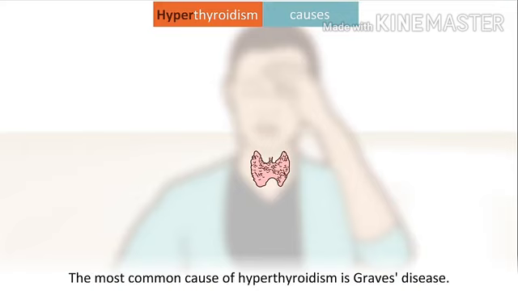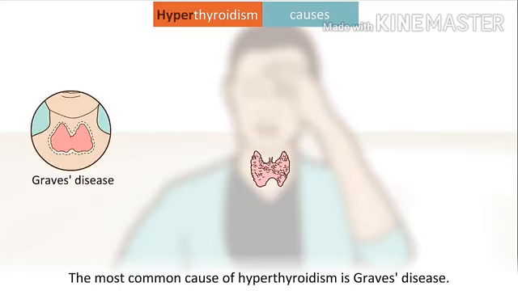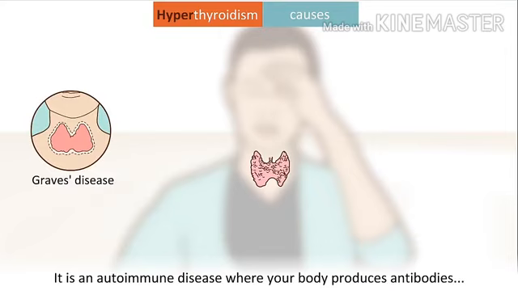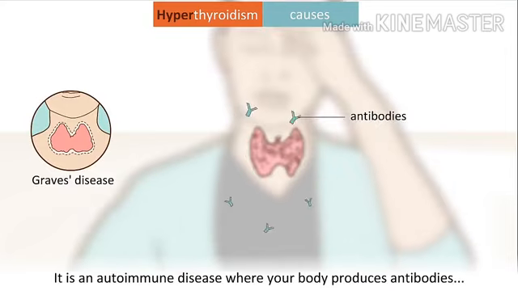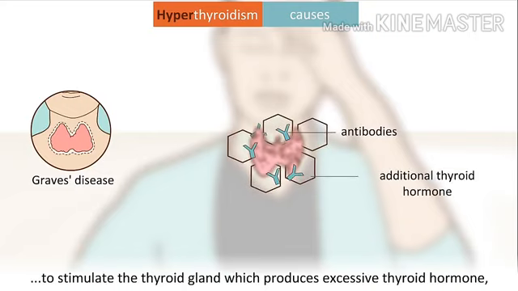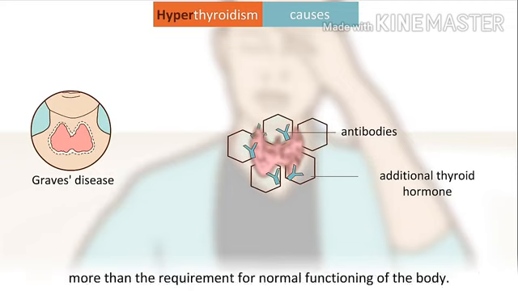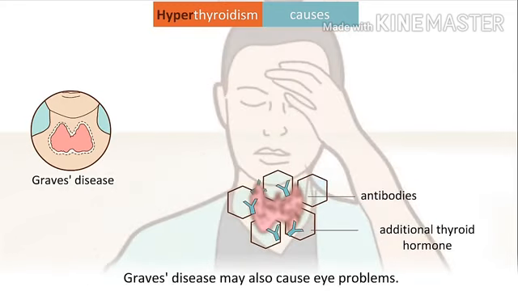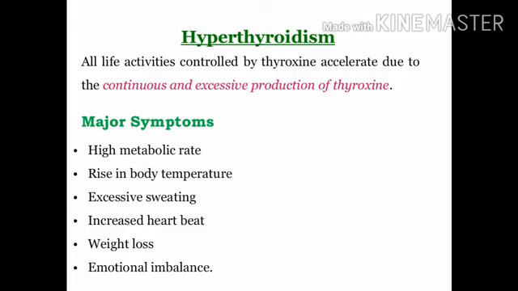The most common cause of hyperthyroidism is Graves' disease. It is an autoimmune disease where your body produces antibodies to stimulate the thyroid gland, which produces excessive thyroid hormone, more than the requirement for normal functioning of the body. Graves' disease may also cause eye problems.